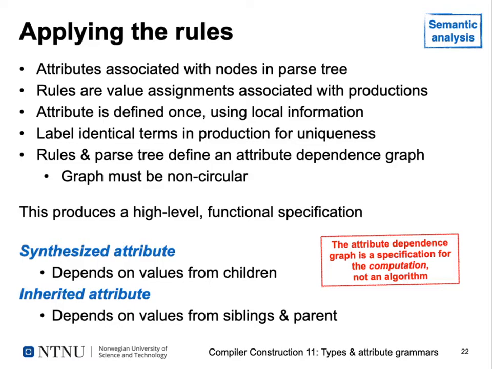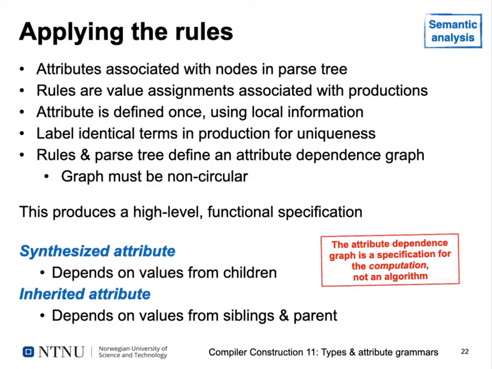What's important is that this graph must be non-circular, because if you had circles in such a graph, you would have to have an endless iteration or recursion going through your graph to obtain a value. This would mean that even though you can successfully parse the context-free expression, your type analysis would never terminate, and of course that's problematic. So all of this together produces a high-level functional specification.